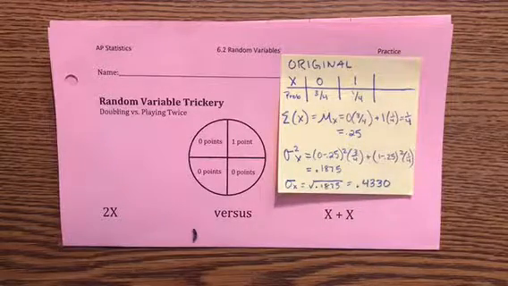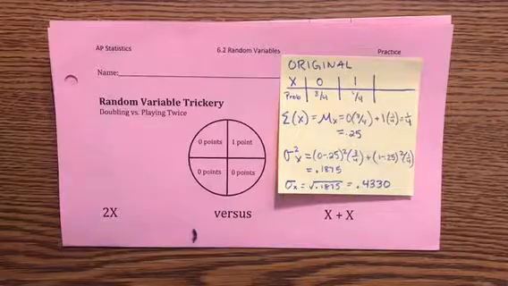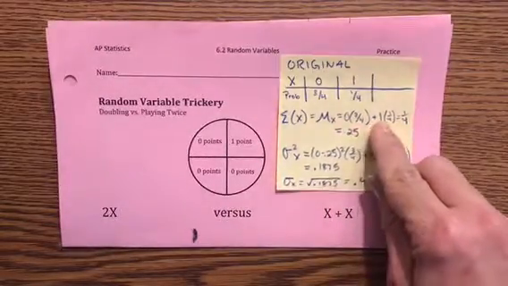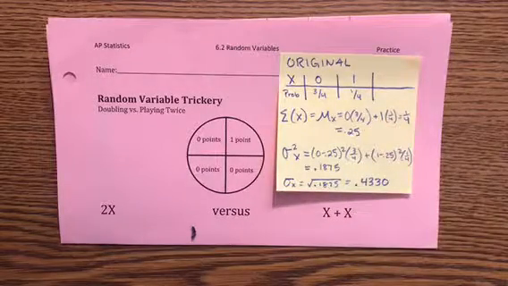To find the mean, remember these are formulas on your formula sheet on the AP test. I take the possible outcome, which is 0, times its probability, plus my next possible outcome times its probability, which gives me an expected value or a mean for this random variable, 0.25.